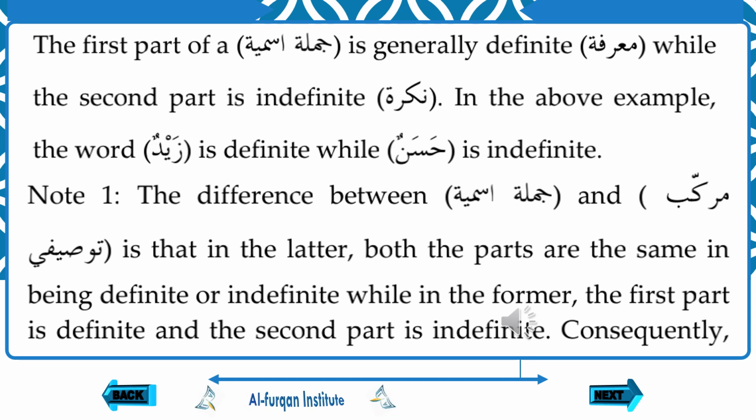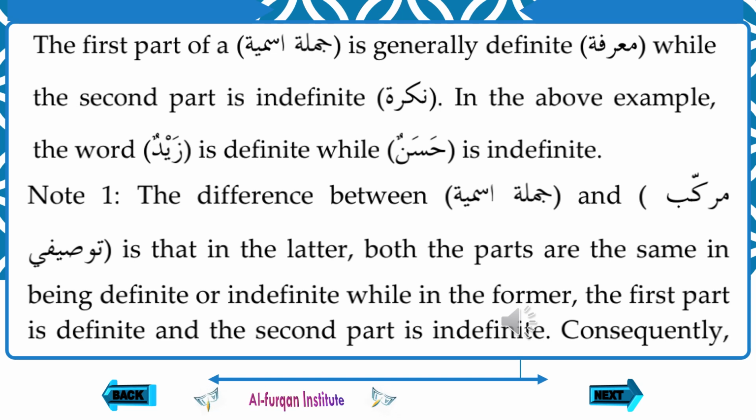Another example that we have here is at-talibu mujtahidun. The talib, which is the mubtada, the student, is definite. It is definite with alif wa lam, with al. And mujtahidun, which is the khabaru, the predicate, is indefinite, hardworking or diligent. So the full translation will be at-talibu mujtahidun, the student is hardworking.